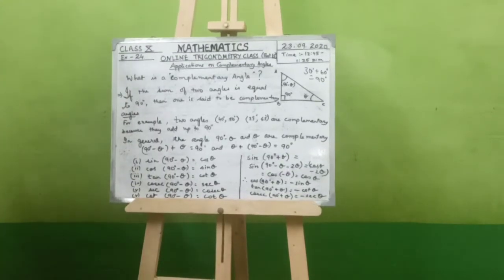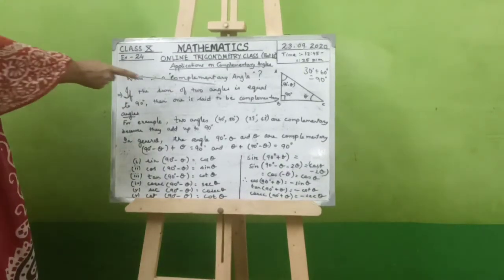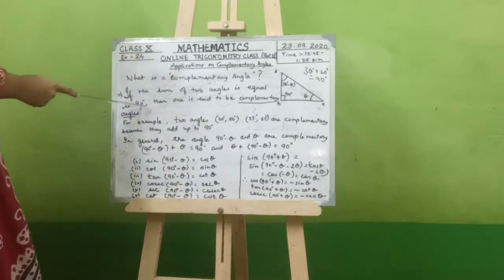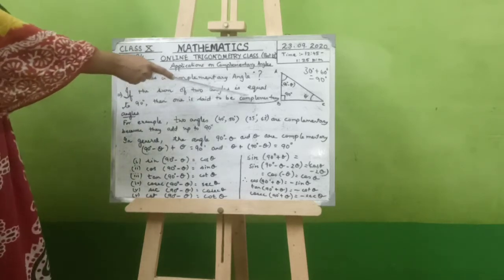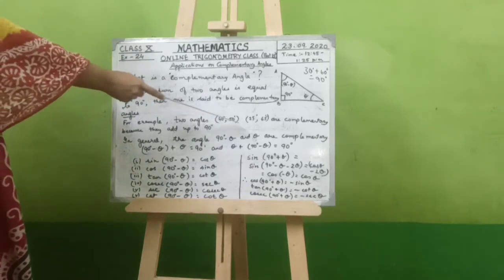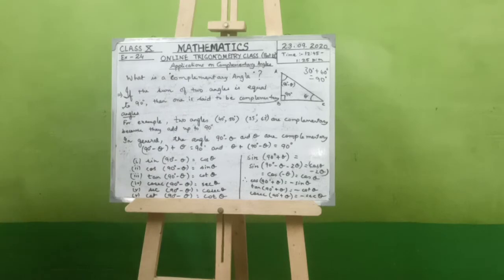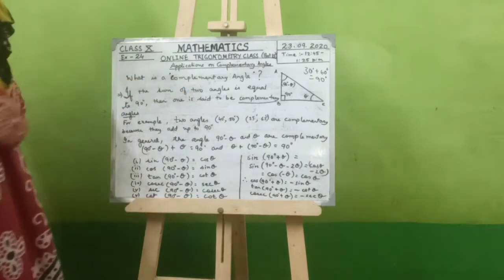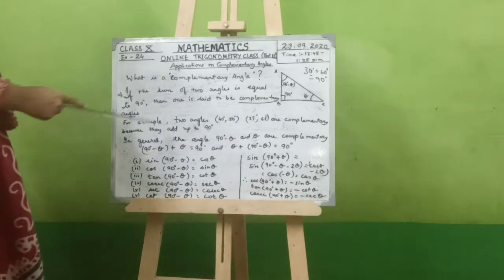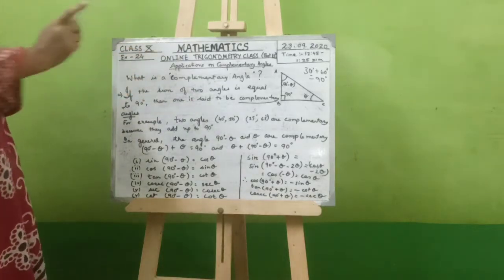So I again repeat, what is a complementary angle? If the sum of two angles is equal to 90 degrees, then one is said to be the complementary angle of the other. For example, two angles can be 40 and 50. If you add 40 degrees and 50 degrees, you will get 90 degrees. Then 25 and 65. If you add these two angles, you will get 90, so they are complementary angles.